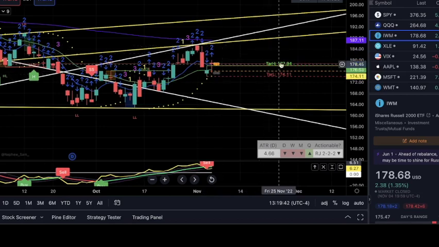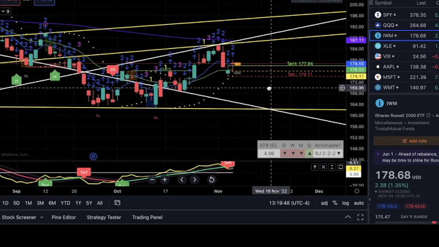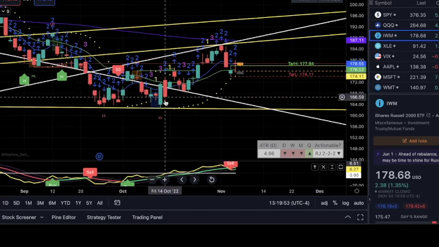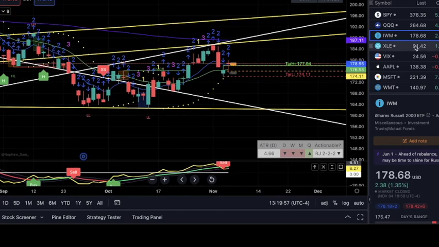Remember, IWM tracks the small caps, but it has expirations like SPY and QQQ. So it doesn't move as much, but it's still something that you can play, and it has decent enough moves that you can capitalize on it.